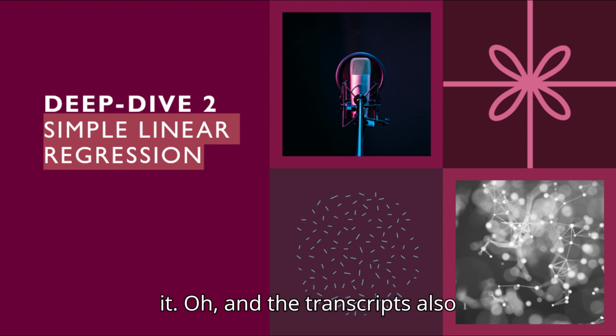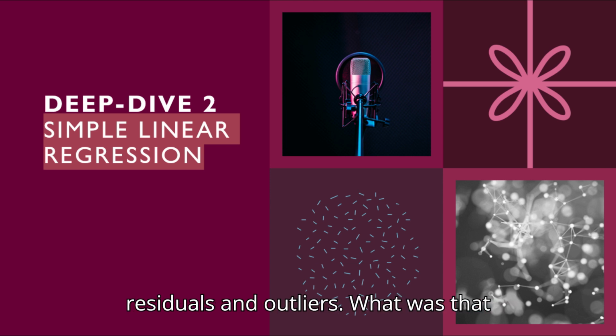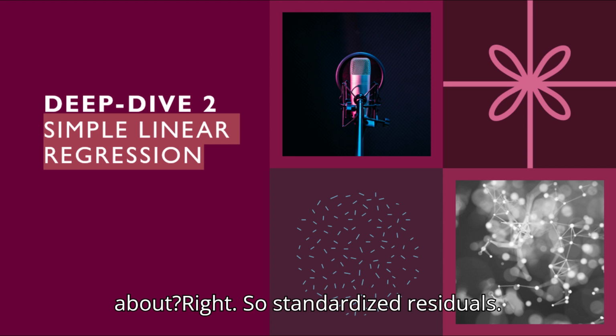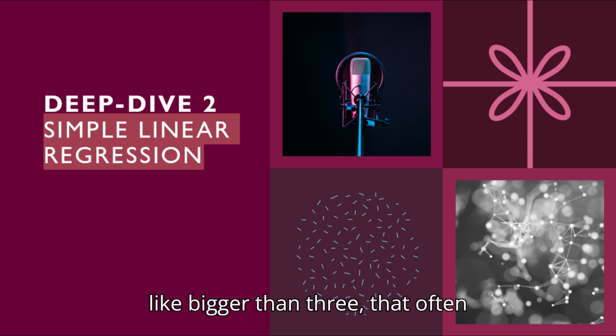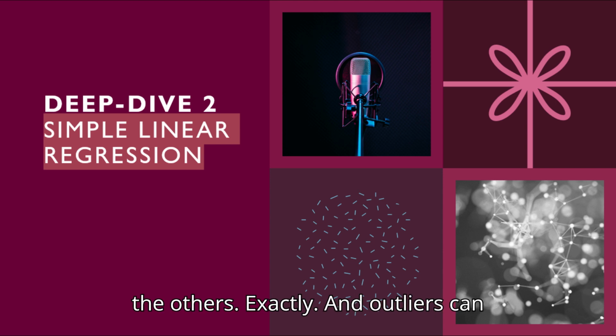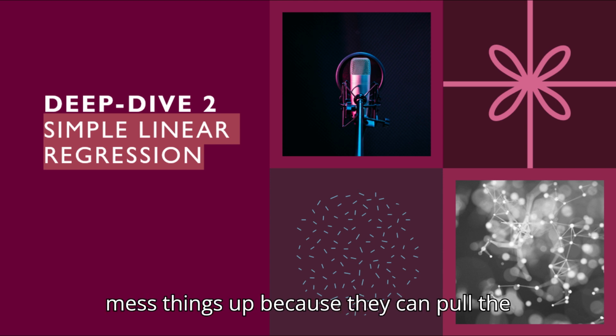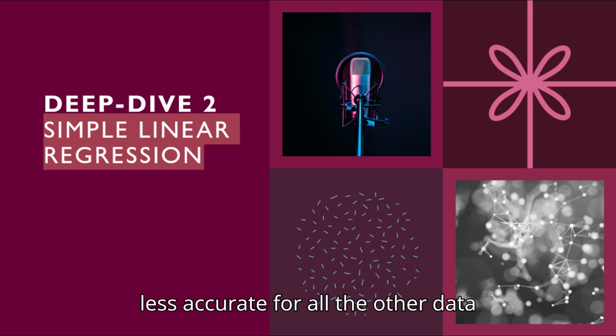Got it. Oh, and the transcripts also mentioned something about standardized residuals and outliers. What was that about? Right, so standardized residuals, that's just a way of scaling the residuals. And if they're really big, like bigger than 3, that often suggests an outlier. Outlier. That's like a data point that doesn't really fit with the others, right? Exactly. And outliers can mess things up because they can pull the regression line towards them, making it less accurate for all the other data points.